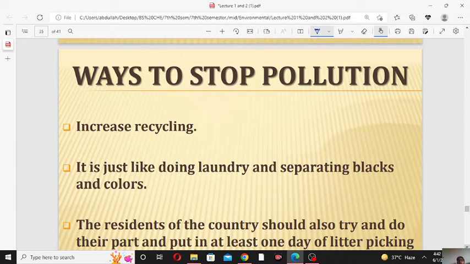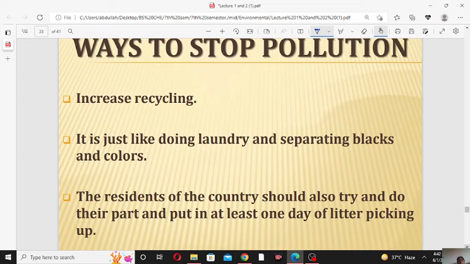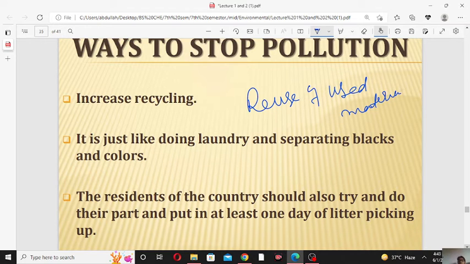Now, ways to stop pollution. There are various ways by which we can stop pollution. We can stop pollution by recycling. Now, what is recycling? The reuse of used material is called recycling. So we can stop or reduce pollution by recycling.